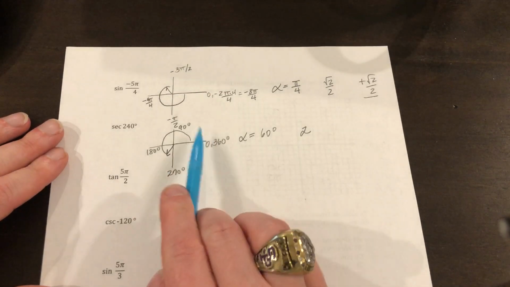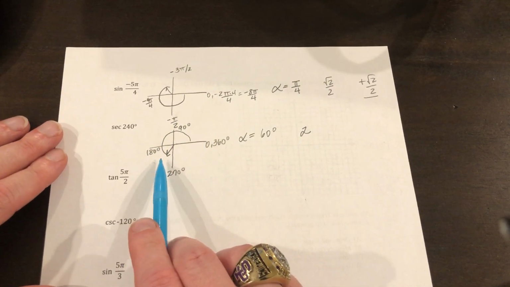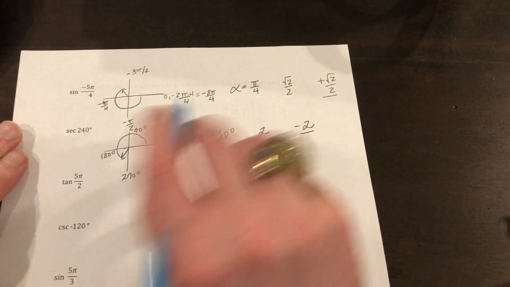Okay, and then all strippers take. Anything dealing with tangent and cotangent is positive in quadrant 3. So it's going to be negative because it's not dealing with tangent or cotangent.